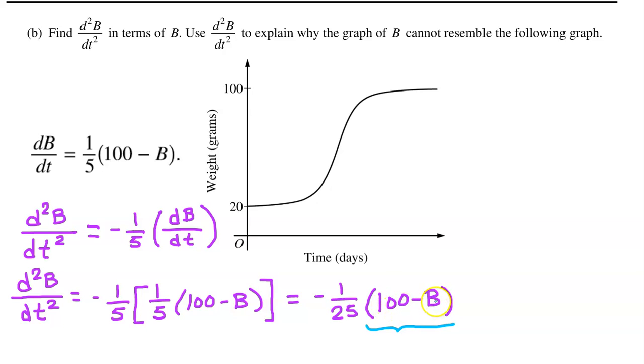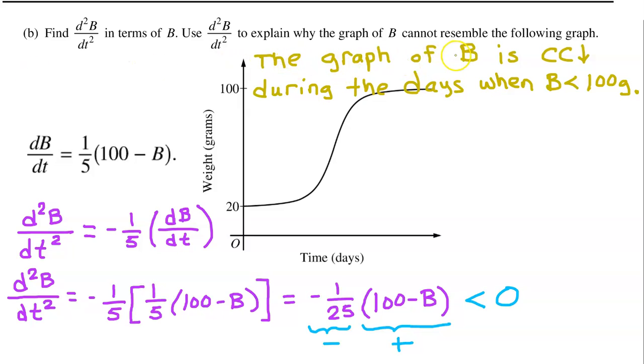So the baby bird weight will always be less than the weight of the adult bird. Therefore, this factor will always be positive. Of course, negative 1/25 is always going to be negative. Therefore, the overall value of the second derivative is always going to be negative. A negative times a positive.